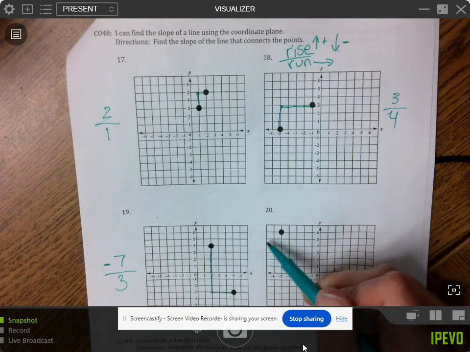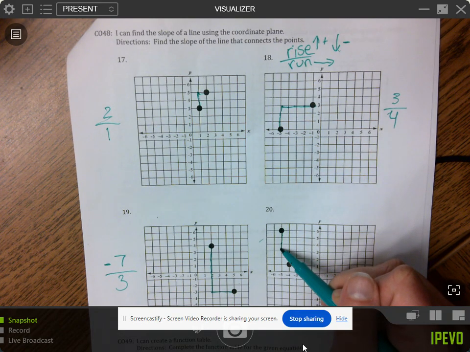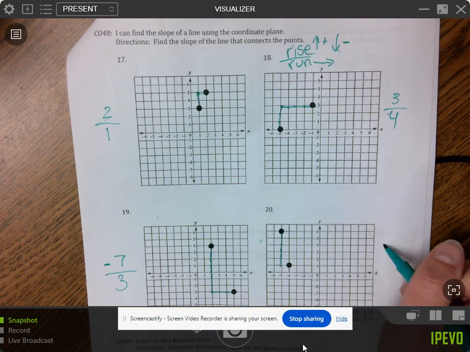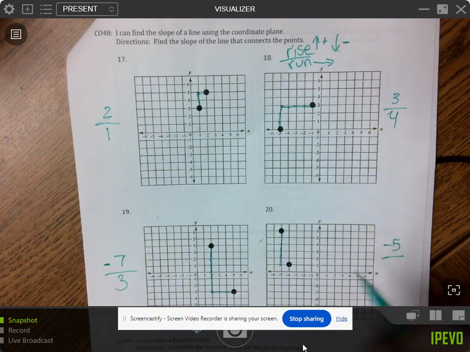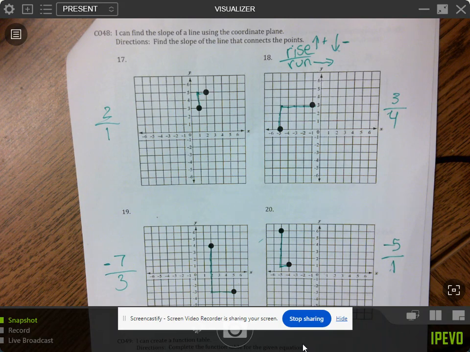Same thing with this one. I come to this point first and I go down 1, 2, 3, 4, 5. Because I went down, it is a negative 5. I go over 1, it's negative 5 over 1. Any questions on this one? People understand the mistakes they made. So I had a lot of friends who forgot that negative.